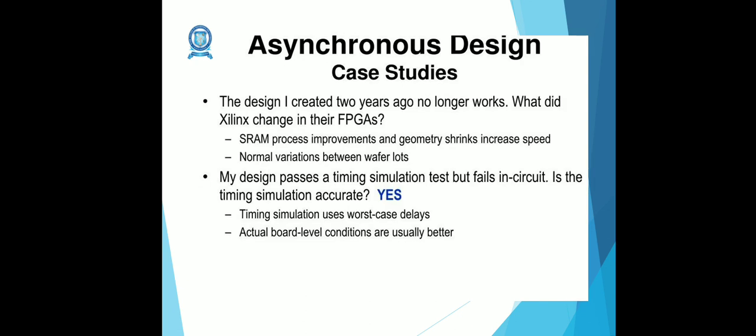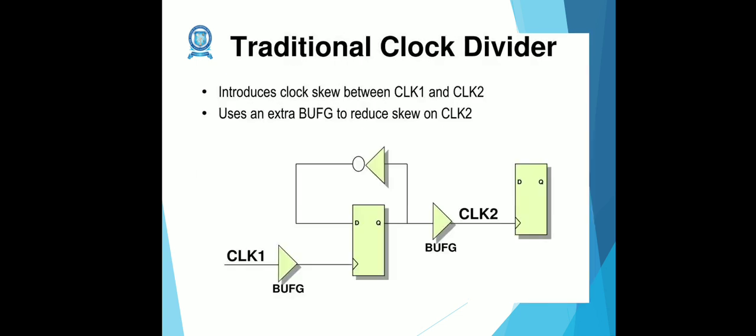In asynchronous design, here we can see a case study. The design which was created two years ago no longer works. What did Xilinx change in the FPGAs? Process improvements and geometry shrinks increase the speed, along with normal variations between wafers. The timing simulation is in the very worst case, so it fails to produce accurate test information, and the actual board levels are usually better. And the traditional clock divider introduced clock skew between the two clocks, clock 1 and clock 2.